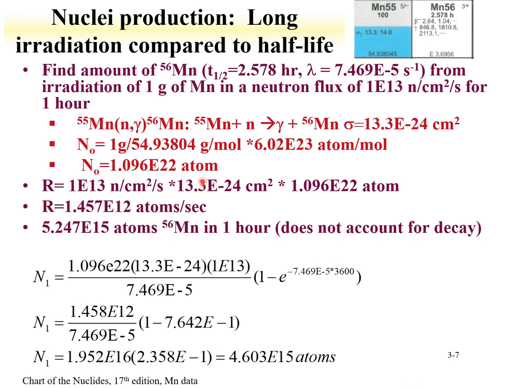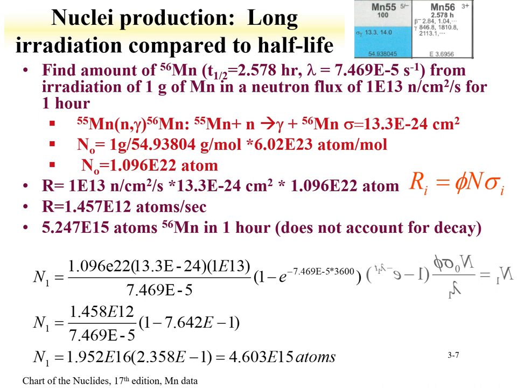Let's input the terms. The rate is equal to the flux times the cross-section times the number of targets. We get a rate of 1.45 times 10 to the 12th atoms per second, with 3,600 seconds in an hour. We get a value that we should make 5.25 times 10 to the 15th atoms of manganese-56 in an hour. Now remember, this equation does not account for decay.